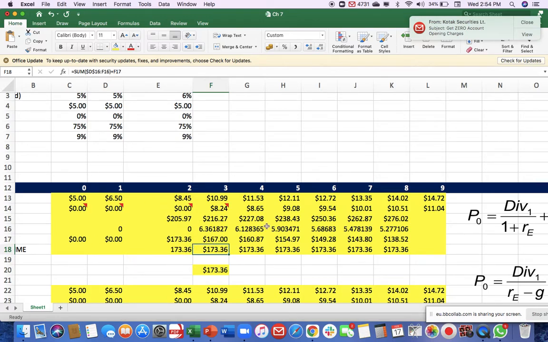Same if you are talking about the fourth year. The value will be equal to D1 present value, D2 present value, D3 present value, D4 present value, plus the perpetuity value in year 4, which is equal to 173. Again, if you want to calculate the value of the stock in year 5, same: D1 present value, D2 present value, D3, D4, D5 present value, and the perpetuity is the same.